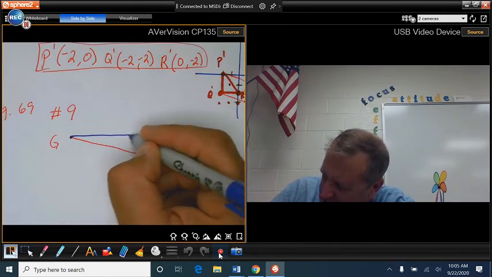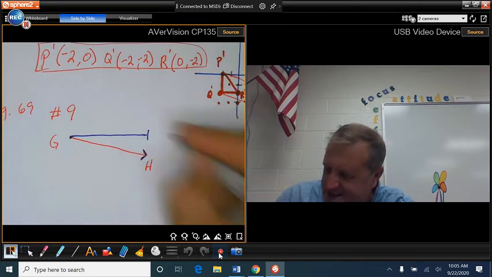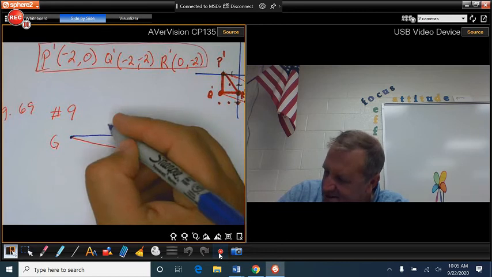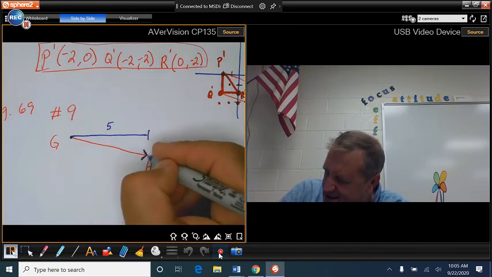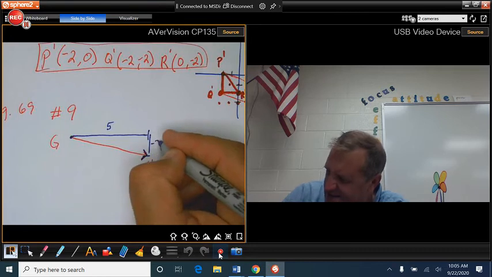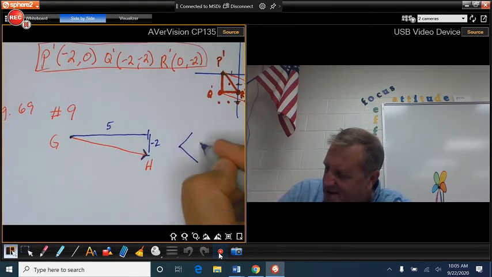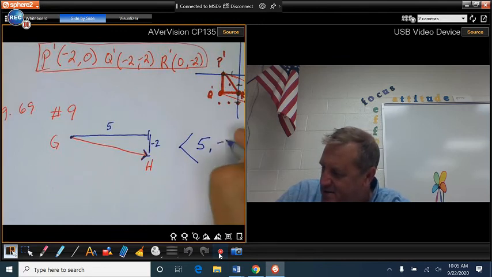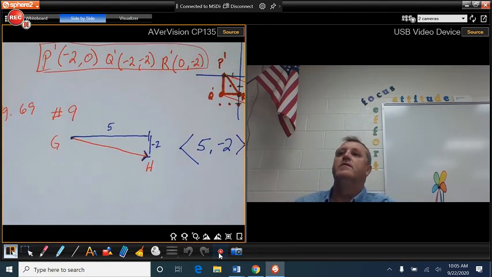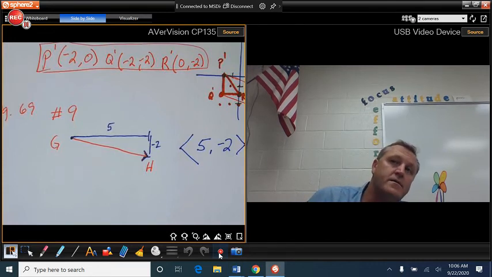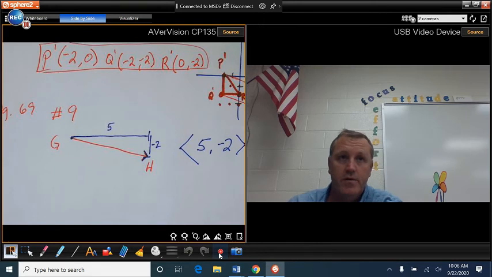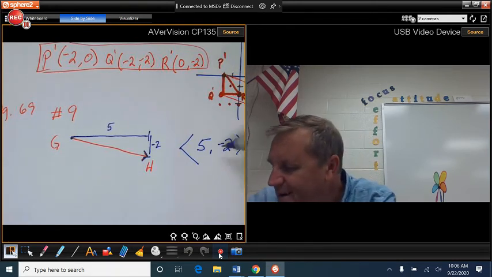how many across, Carter? How many across is it? 5 units. How many down is it? So to me, the vector, pretty simple. -5, -2. Everyone see how we found that? Lily? Hope? Maddie, you okay with that?